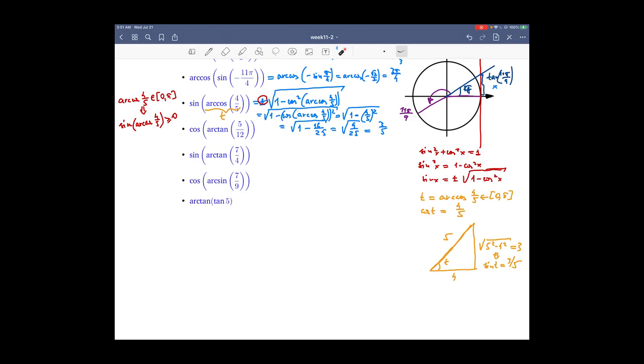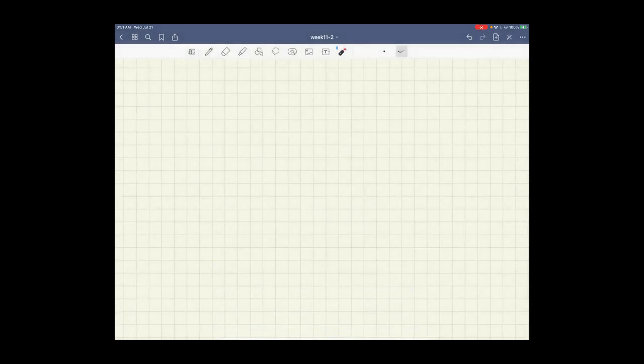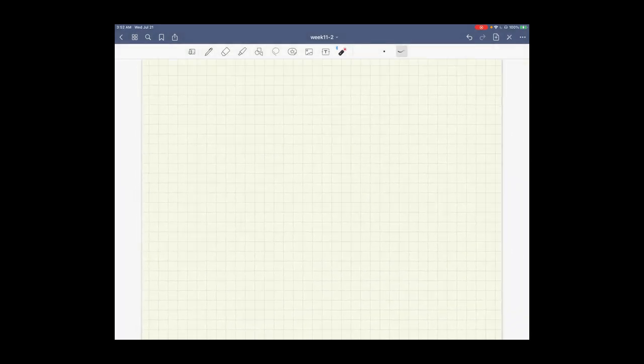In the next problem, let me add a page. We need to compute cosine of arctangent of 5/12. Again, we can solve this problem in two different ways. One way would be to express cosine through tangent, and we can do this by using one of the identities.